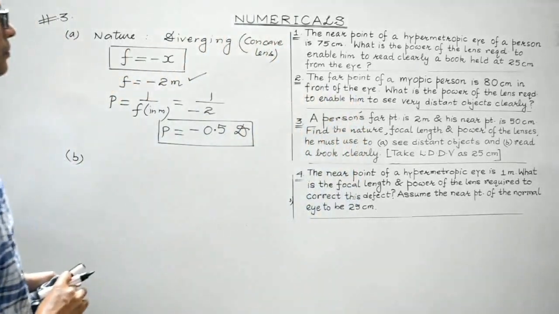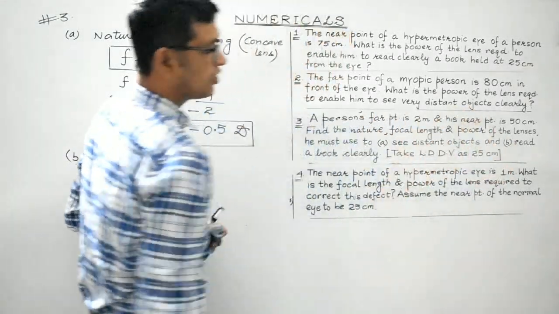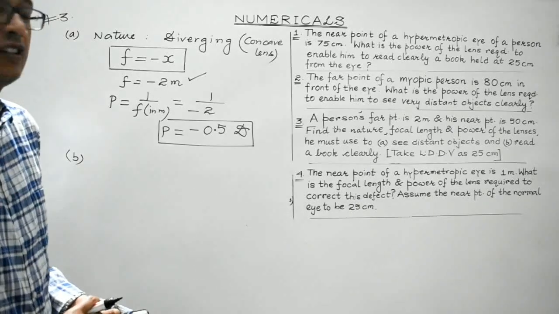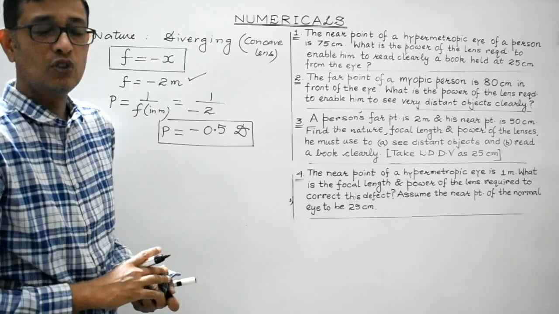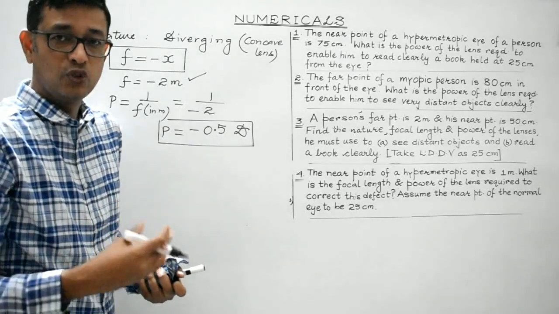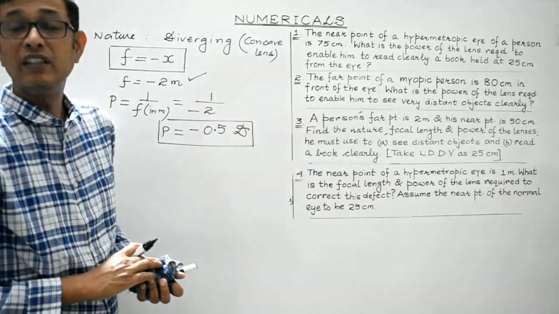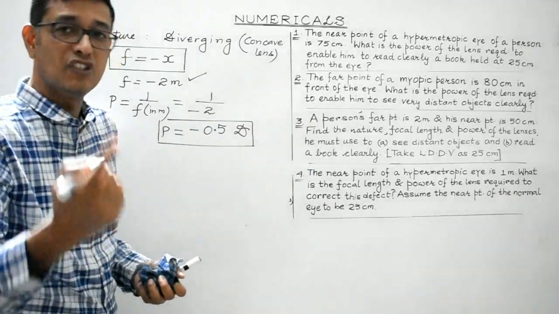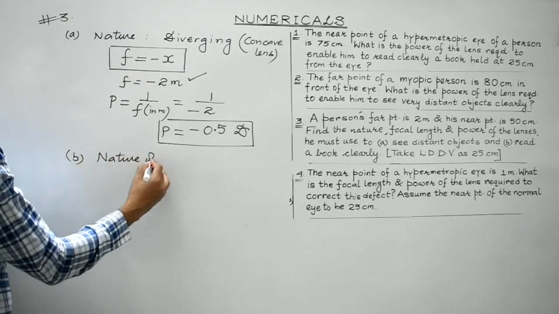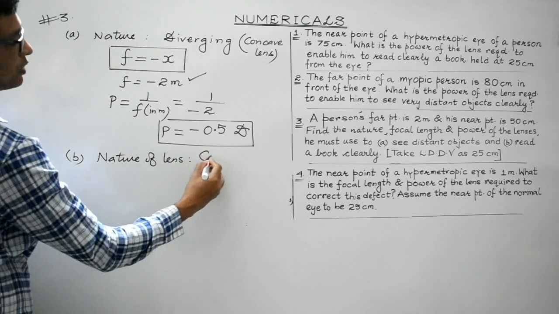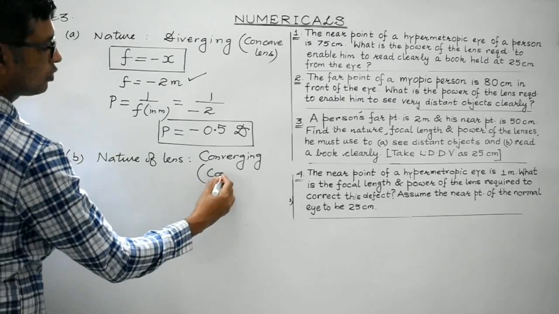Over here, second part is the same person. Which type of lens is to be used by him to read a book clearly? Book is to be placed quite close to the eye, isn't it? So which type of lens is to be used by the person so as to enable him to see clearly the nearby objects? So in that case, he must make use of a converging lens. So nature of the lens in this case must be converging. That is, it must be convex lens.